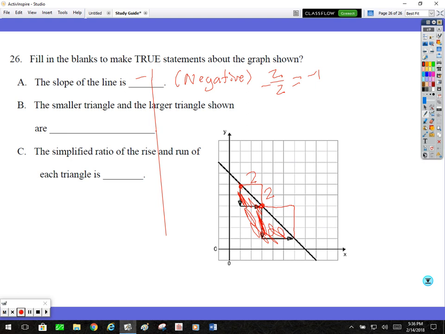Well, if I look at this problem, I see it says it wants to know about the smaller triangle and the larger triangle. It wants me to compare the two. Well, if I was to compare these two, if I look from here to here, then that rise is 3, and that run is 1, 2, 3, excuse me. Okay, so the larger triangle is 3 over 3, and I went to the left, so that's going to reduce to negative 1.